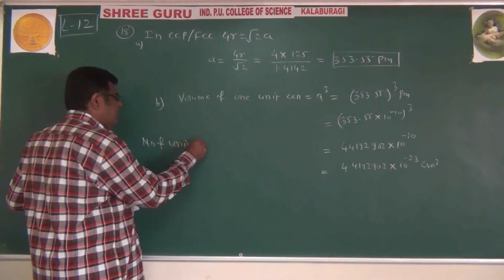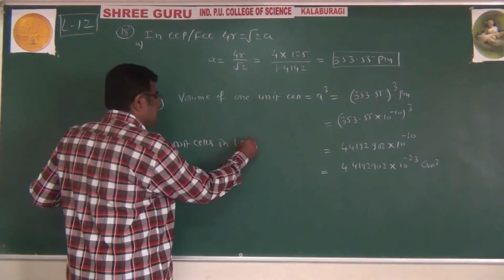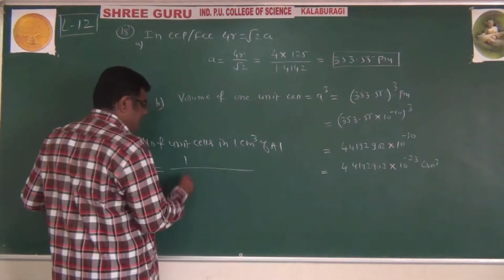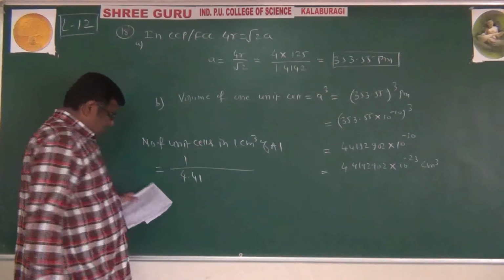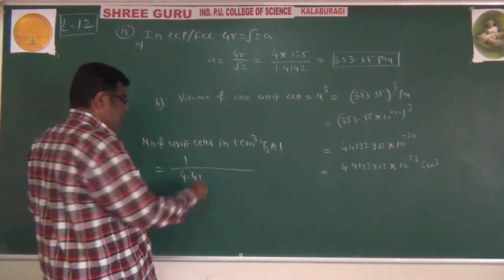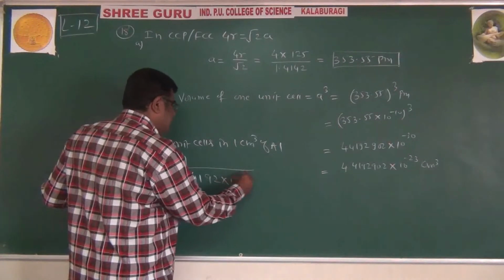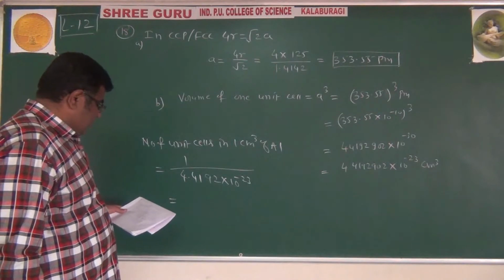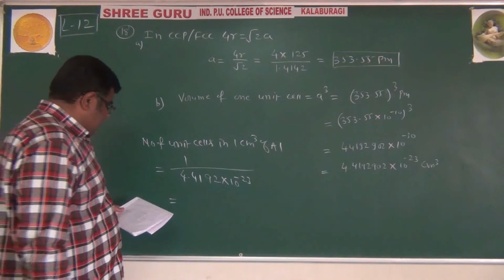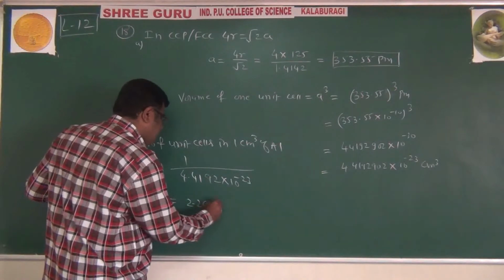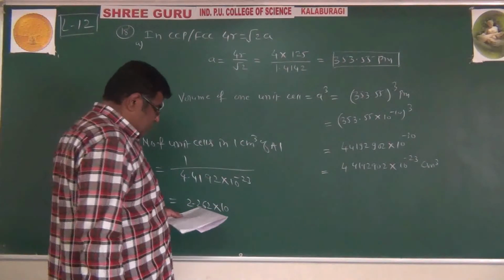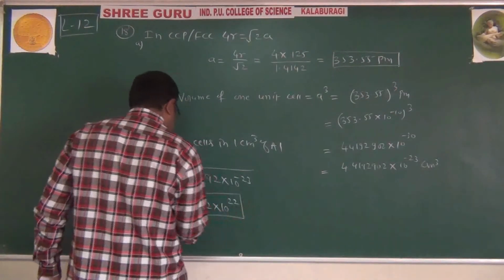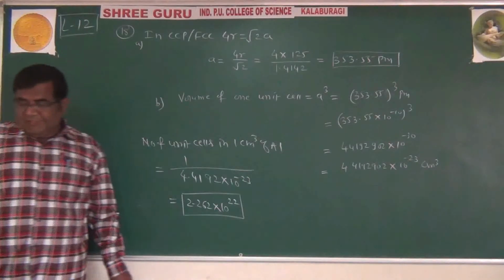Number of unit cells in 1 cubic centimeter of aluminium is equal to 1 divided by 4.4192 into 10 raised to minus 23. We can make it plus 23, and we can write 2.62 into 10 raised to 22. This is the answer we'll get after this simplification.